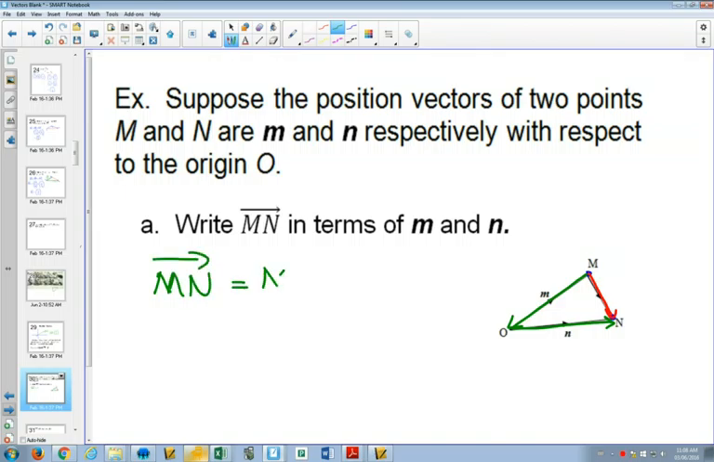So if we wrote that out, M to O would be negative M, negative the position vector, because you're going in the opposite direction. And then O to N would just be that position vector N.